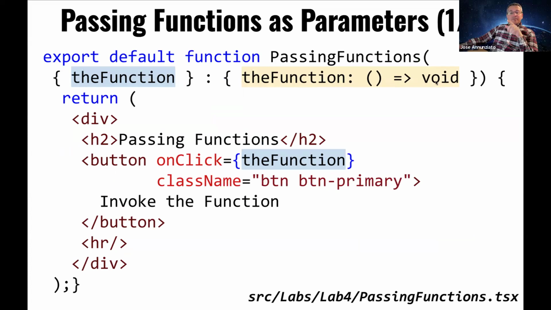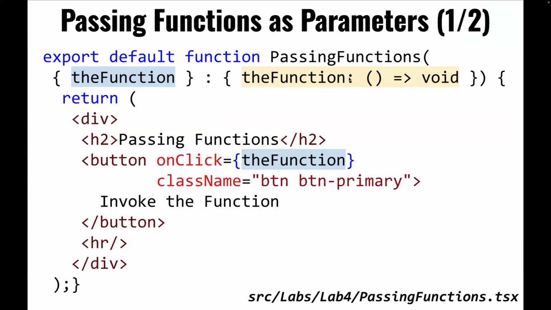This is not the body. This is saying that the return type is void. I'm saying that the function is not returning anything. If it were returning something, we would put it here. If it's returning a string, then we would say returns a string, or an object or Boolean or whatever.